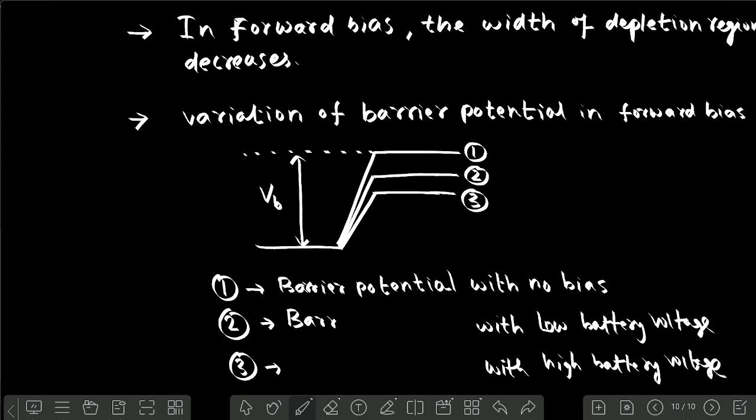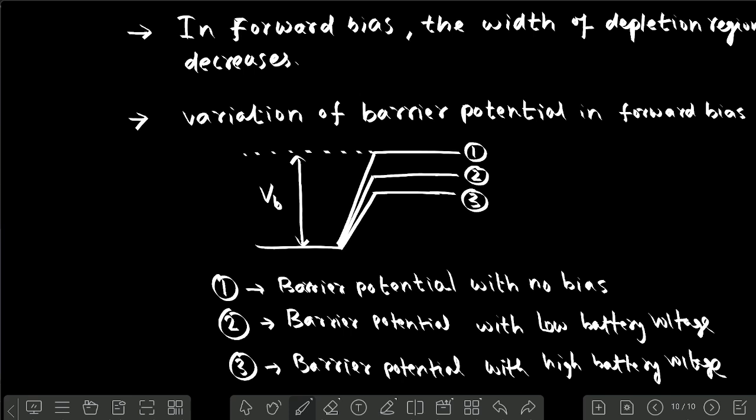This is your barrier potential. This is also barrier potential. So this is all about your forward bias.